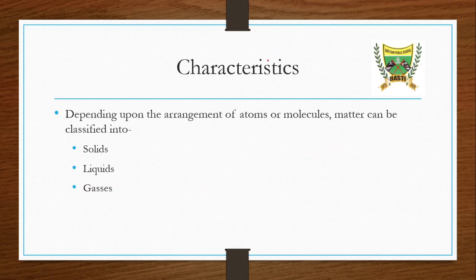So let's see what the characteristics of matter are. First of all, we have to classify them according to the arrangement of the atoms, before defining the characteristics of each matter, because different types of matter have different kinds of molecules. Based on those molecules, we have distinguished three categories. The first category is solid, another one is liquid, and then gas.